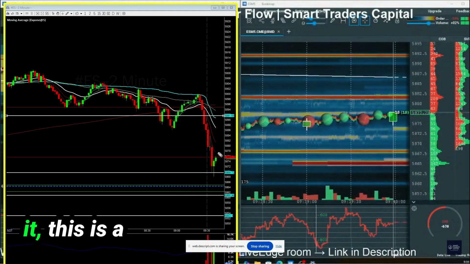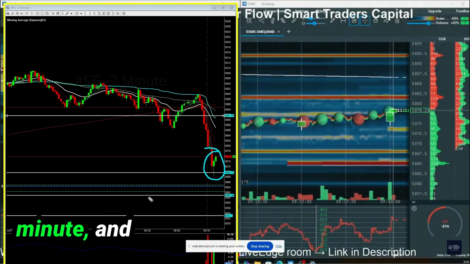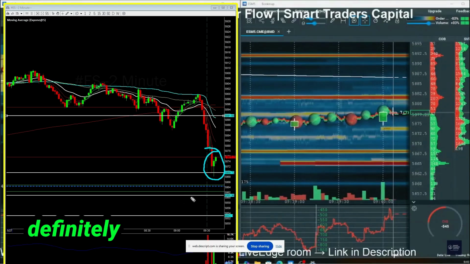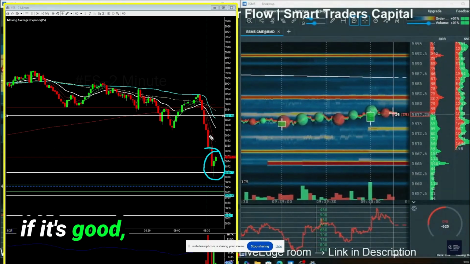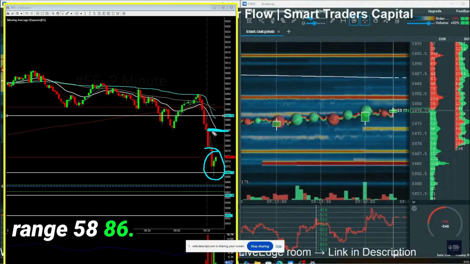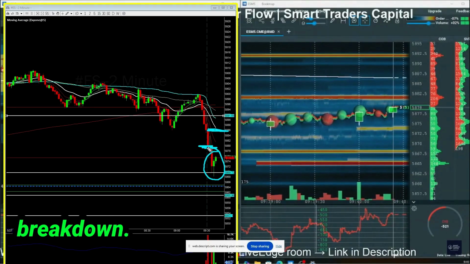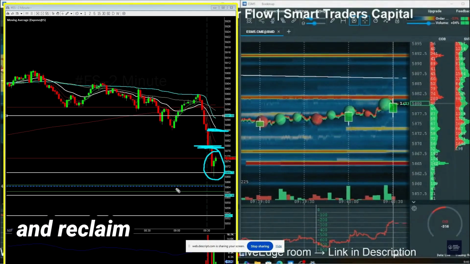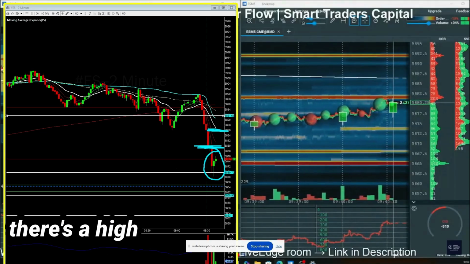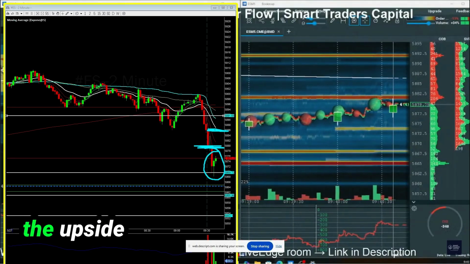This is the first break on the 2-minute chart, and you can definitely look for pullback entries on this momentum. This is the opening range at 58.86. This is the first 2-minute breakdown. And if ES is able to recover and reclaim the 50 at 80, there's a high likelihood that we're going to see upside momentum.